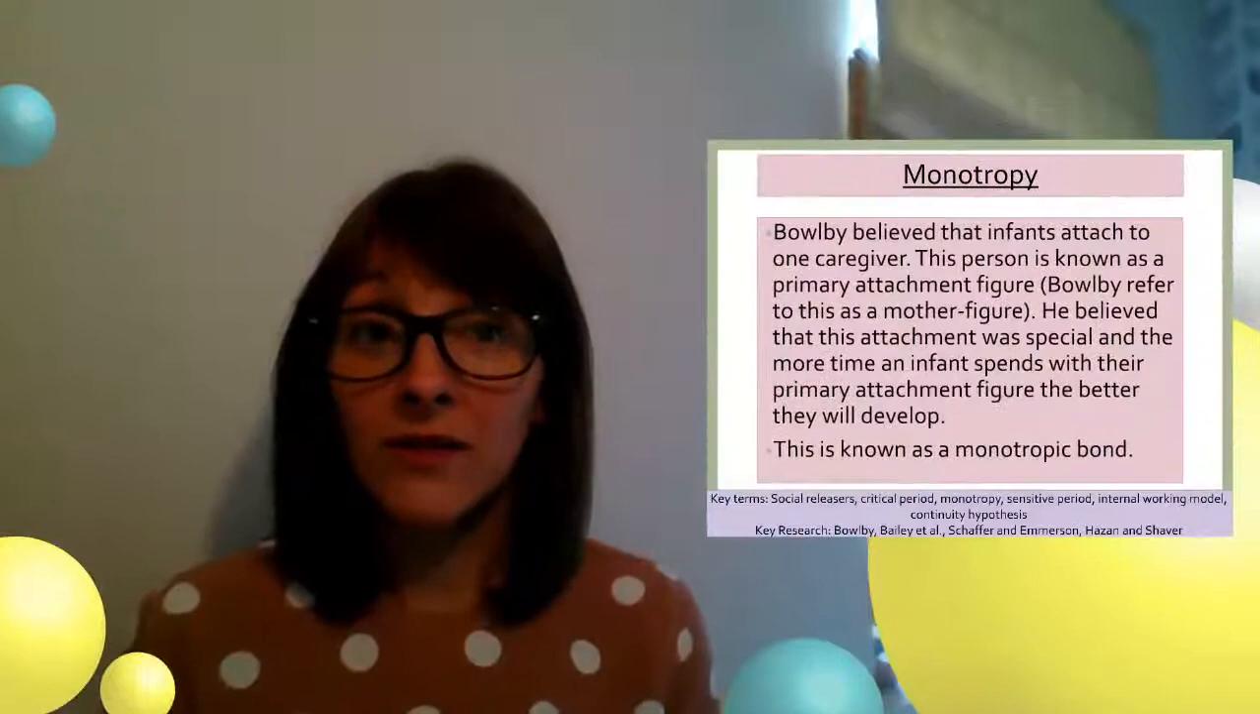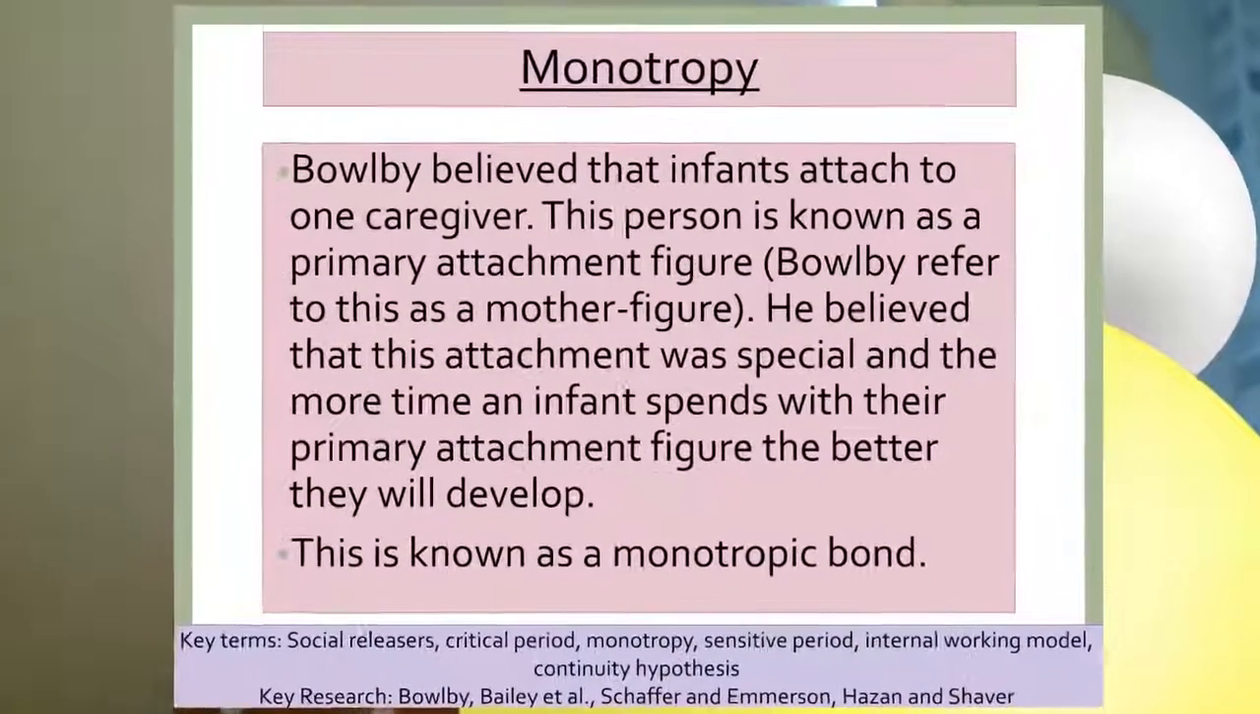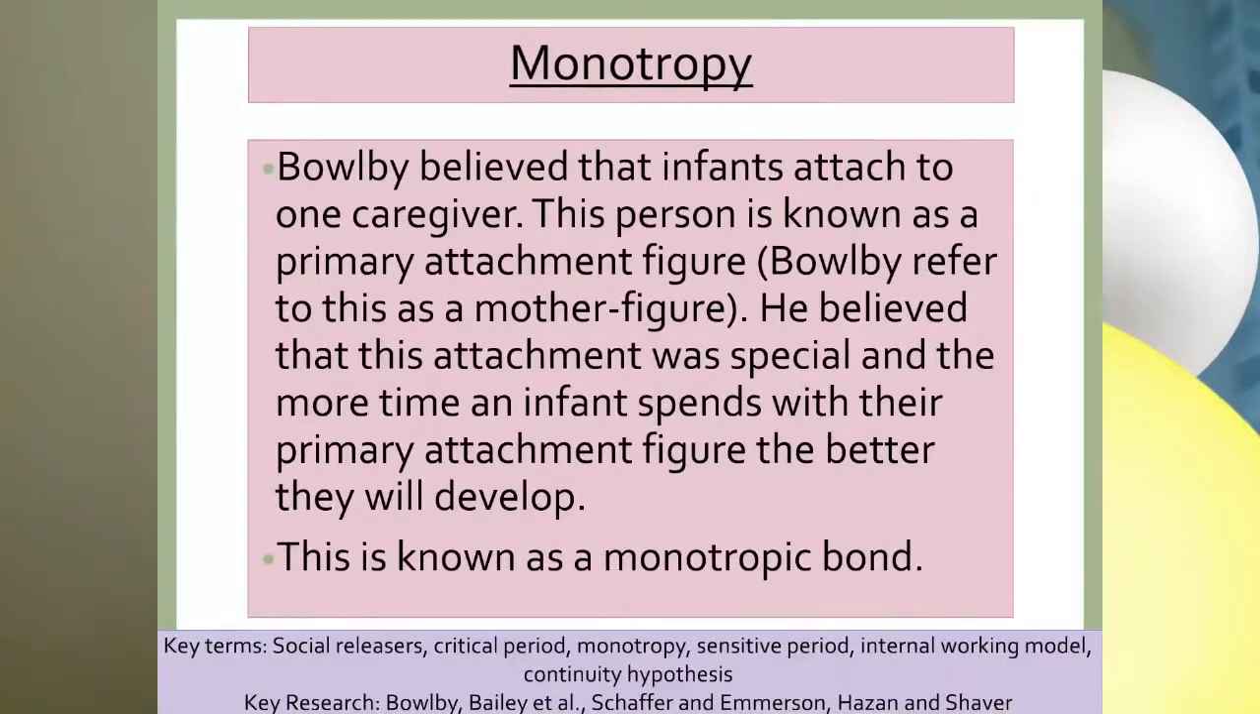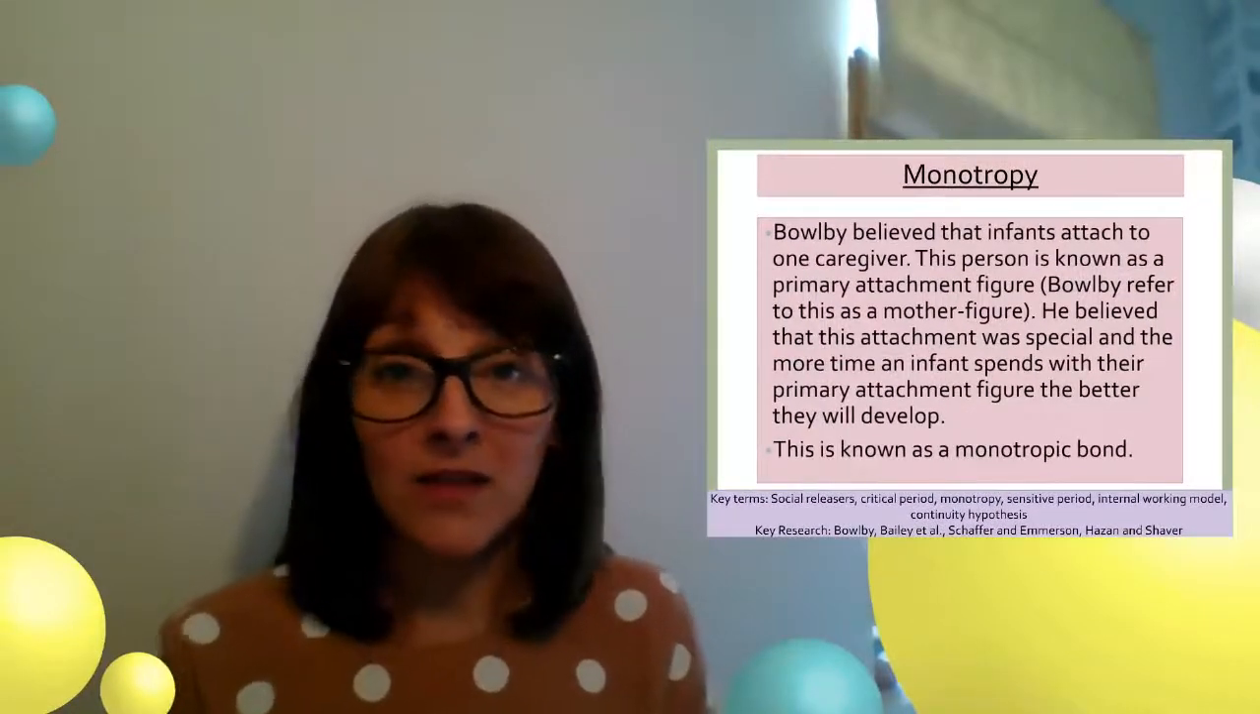So the first part of this theory is monotropy. So Bowlby believed that infants attach to one caregiver, and this is a primary attachment figure. That's what we would call them in modern day, but Bowlby referred to them as a mother figure. He believed that this attachment was special, and the more time an infant spent with their primary attachment figure, the better they would develop. So this is known as a monotropic bond. So a monotropic bond is a special bond that an infant has with a primary attachment figure. Bowlby believed this to be a mother figure.